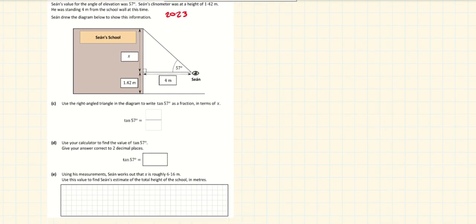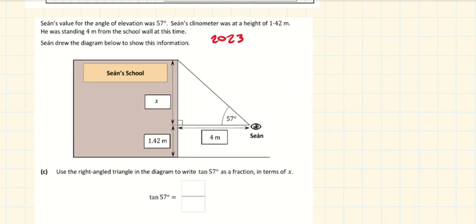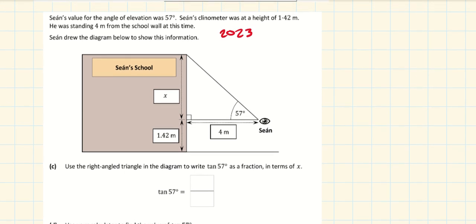Okay, here's another question using the same method. This is something to do with a school and the height of a school, from the 2023 paper. So Sean's value, obviously this isn't the first part of the question, his value for the angle of elevation was 57 degrees. His clinometer, so that's the thing from his eye level, was at a height of 1.42 meters, and he was standing 4 meters away from the school wall, and he got this diagram. So you see, big diagram here.